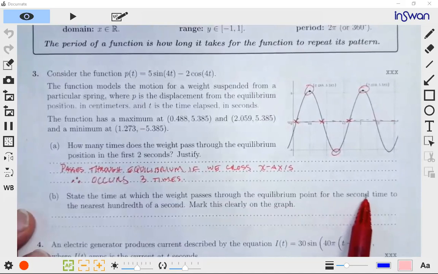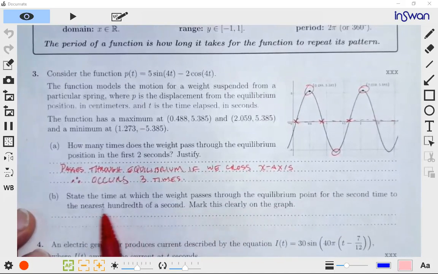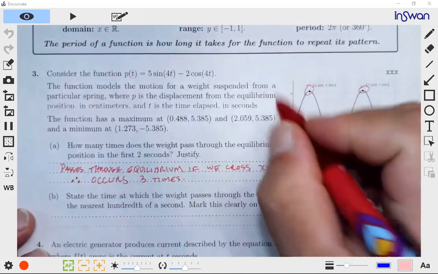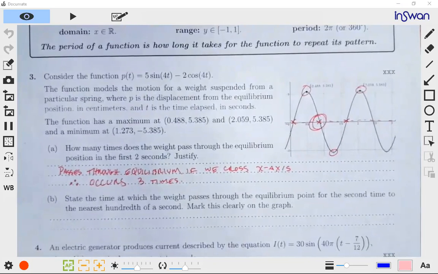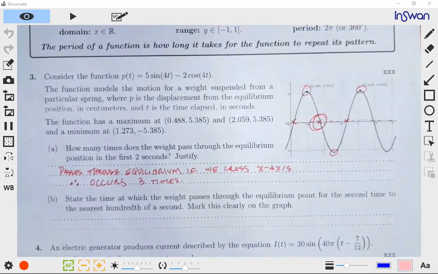Okay, now we want to state the time at which the weight passes through the equilibrium point for the second time, and to mark this clearly on the graph. And we're going to give the answer to the nearest hundredth of a second, right? So we care about that time. We cross through the equilibrium a second time.